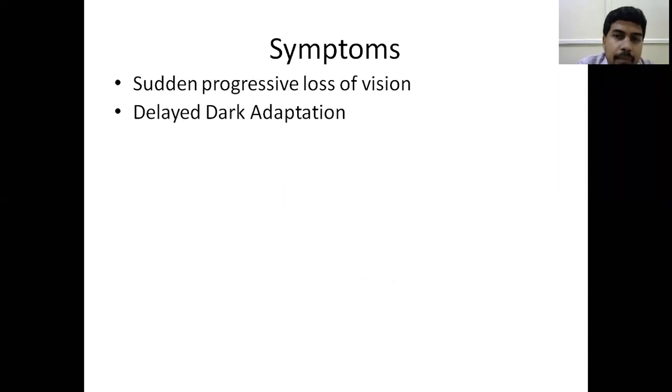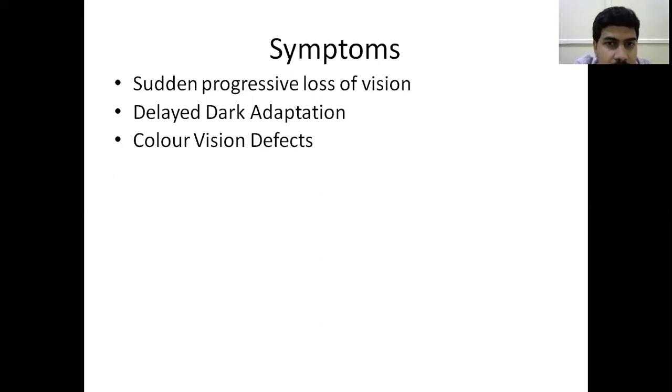There is a delayed dark adaptation. That is, whenever the patient enters a dark area, he takes more time, or it becomes difficult for the patient to get acclimatized to the dark area. Similarly, color vision defects. The patient will complain of color vision defects in any case of optic nerve inflammation. And the most common color affected is the red color. So you have different colors and the primary colors are red, green and blue. So here, red desaturation. The red color is desaturated and the red color is the first color to be affected in optic neuritis or any inflammation or disease of the optic nerve.